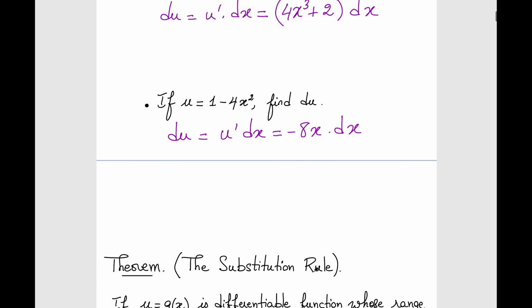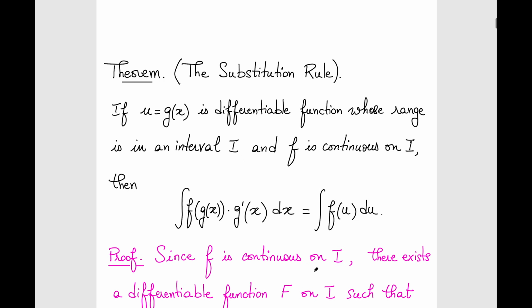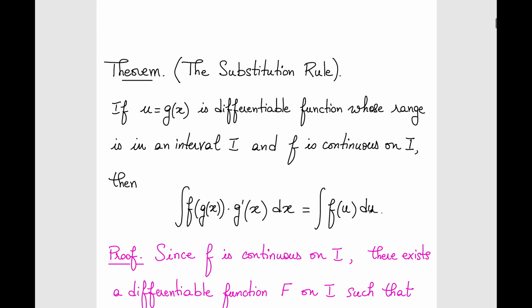All right. The substitution rule. Let's read this theorem. It says the following. If you have a function u that's a function of x, g of x, call it, that's differentiable, whose range is in an interval I, and f is continuous on that interval I, then you get this property. The primitive of f of g(x) times g prime of x dx is equal to the primitive of f(u) du. Let's prove this.